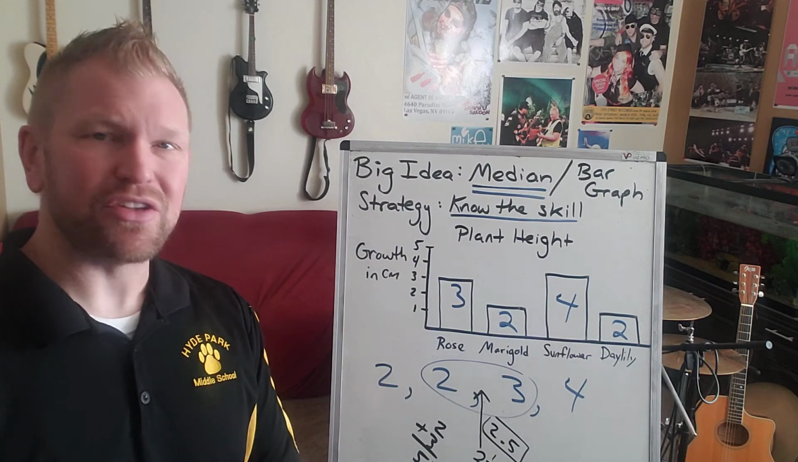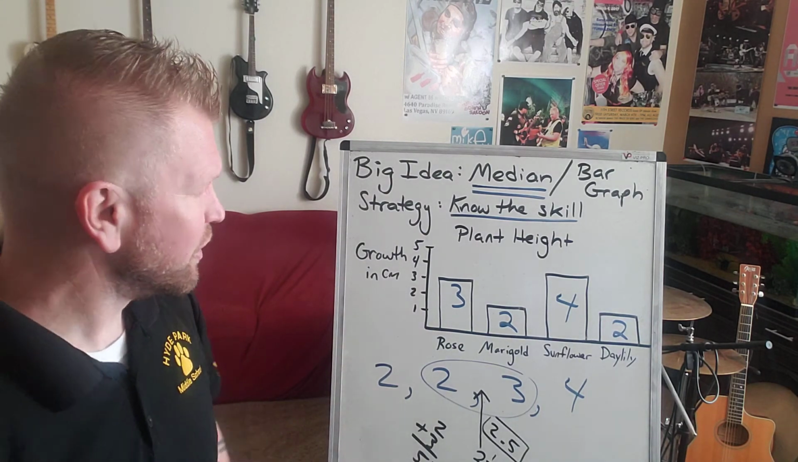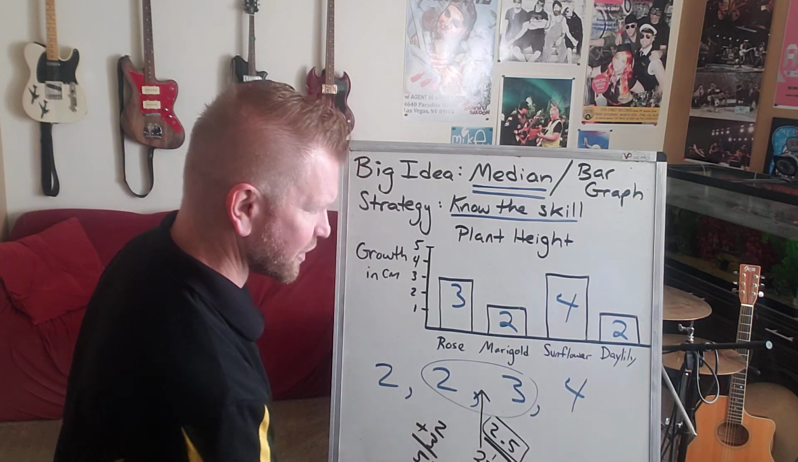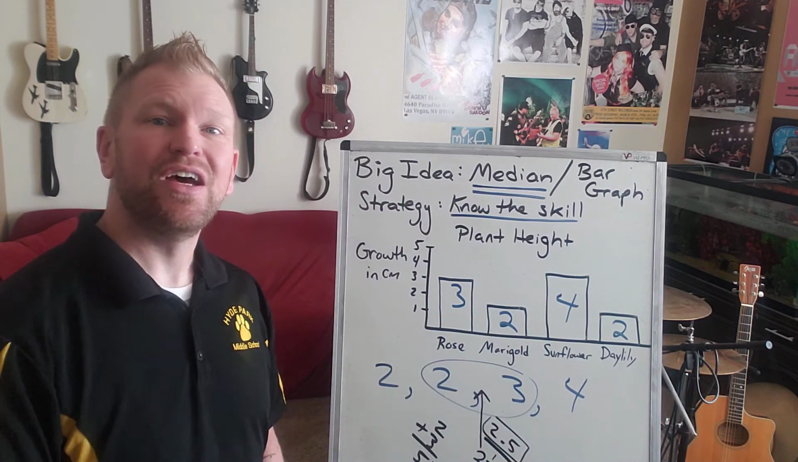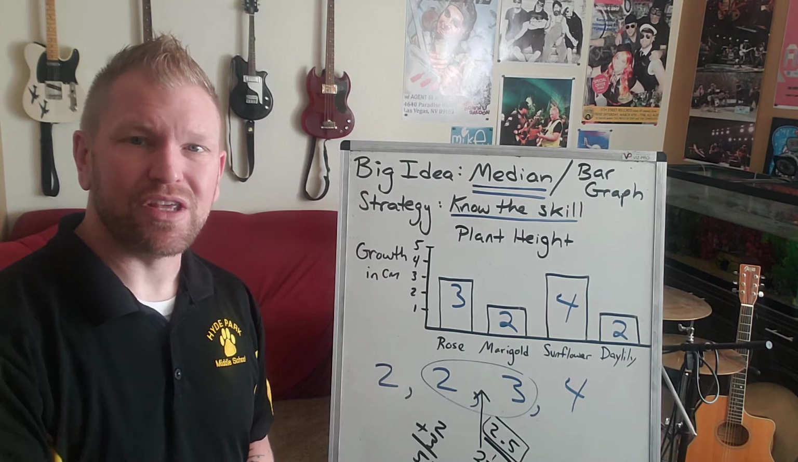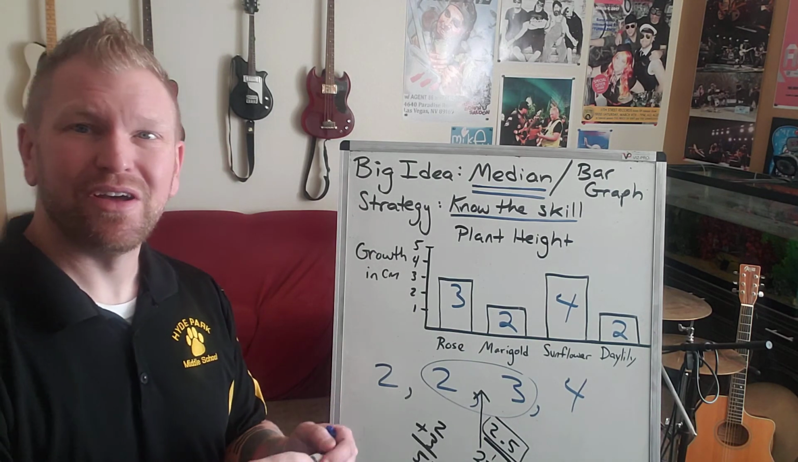And I believe the way it's listed in the multiple choice is as a decimal. It is. So 2.5 is the correct answer. It's right in between 2 and 3. That makes it the median of this data that we got from the bar graph. All right, there you go.